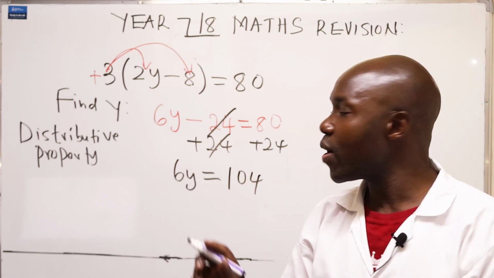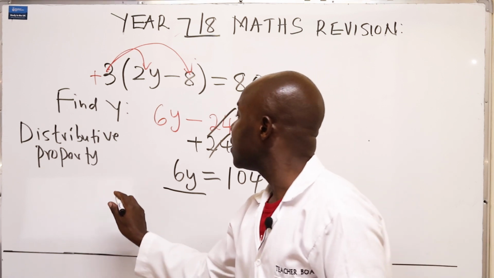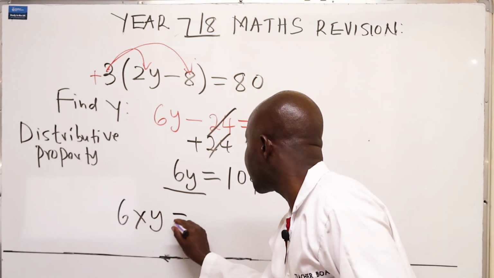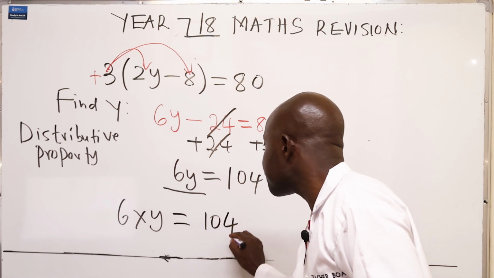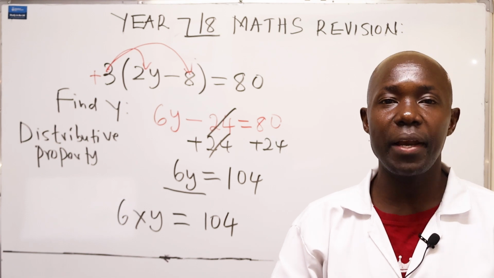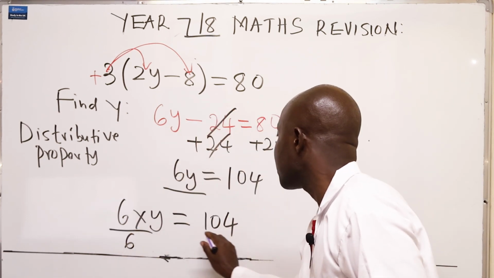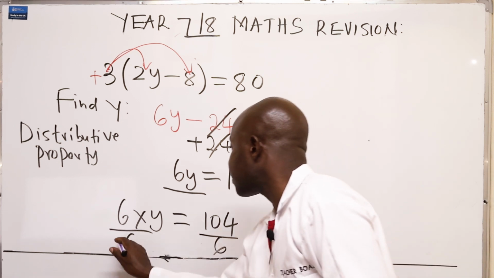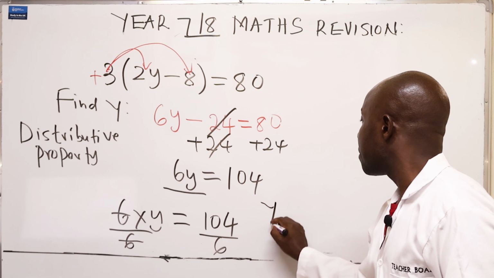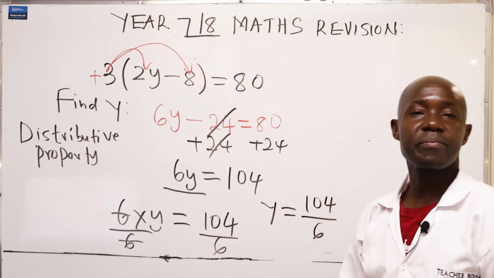Then how do we find y? We basically know, we have to interpret and know what we are talking about. 6y means 6 times y. So we are simply equating it to be 104. Since we are multiplying, what do we do? The opposite of multiplication is division. So we divide both sides by 6. So 6 will cancel out, then we get a y. How do I get my y? My y becomes 104 divided by 6.